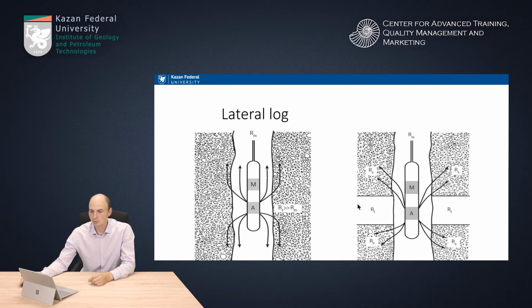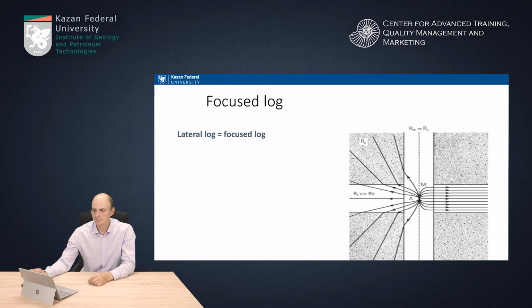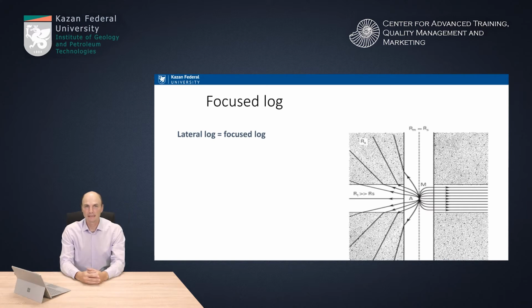Another problem is once you get one tiny layer with a really high resistivity. Just like the same story, electrical current does not penetrate into it. In this case, we are not getting the exact information about the resistivity of this layer. To avoid these problems, a special tool was designed, and it's called the focused log or the Lateralog. Lateralog is a special tool designed to prevent the current leakage.